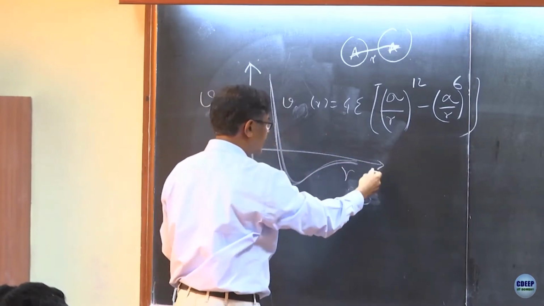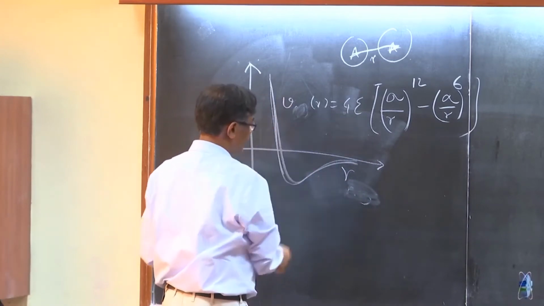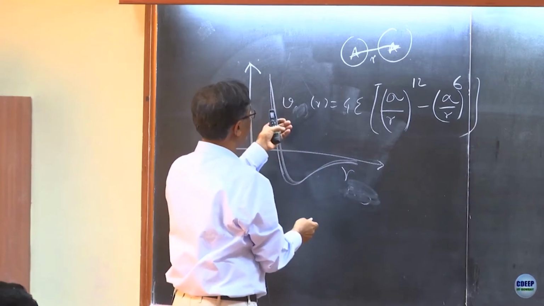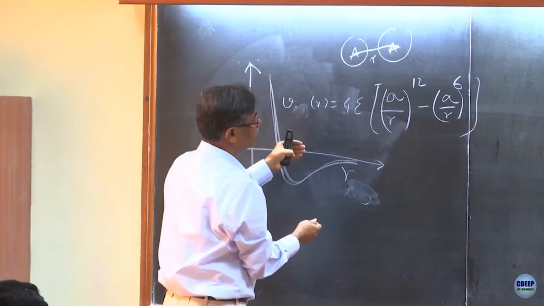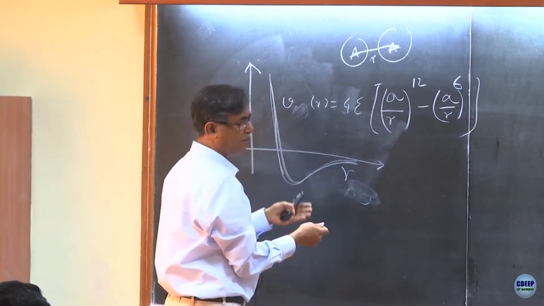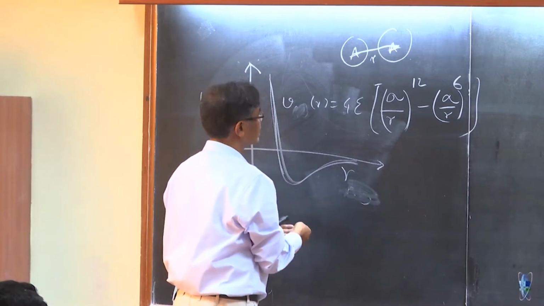When they come from a distance, they attract each other, but when they come too close, electrons overlap and there is a huge repulsion. This apparently simple potential plays a very important role in the understanding of many phenomena, solvation, phase transition, many things.